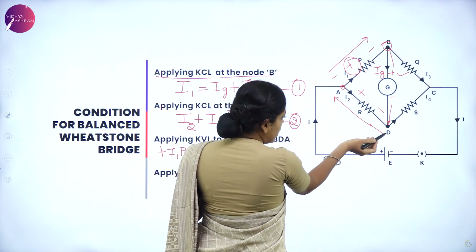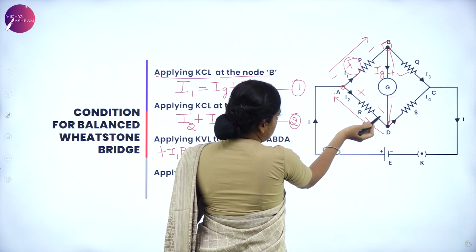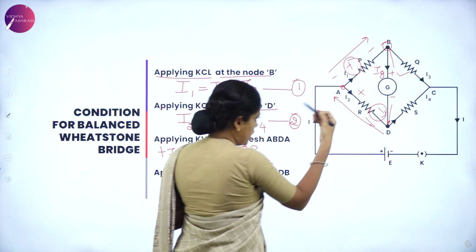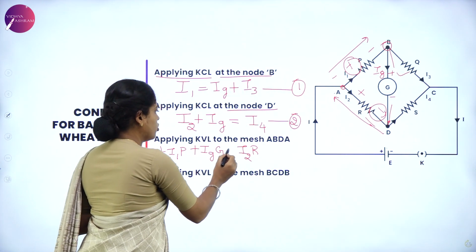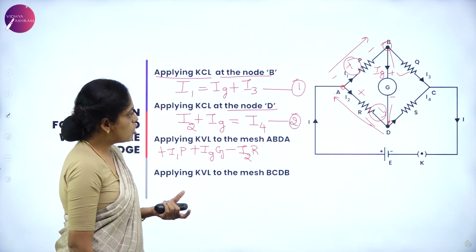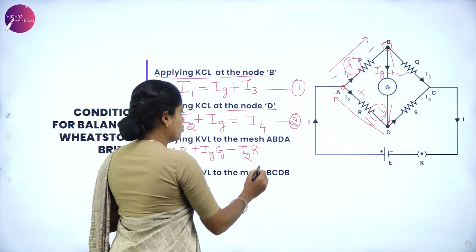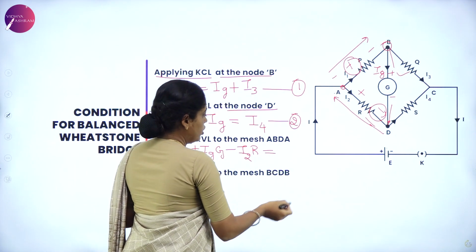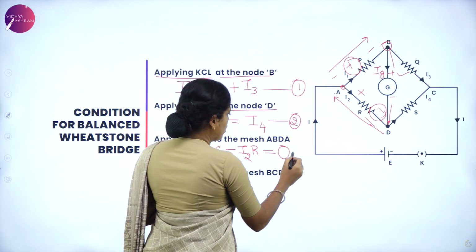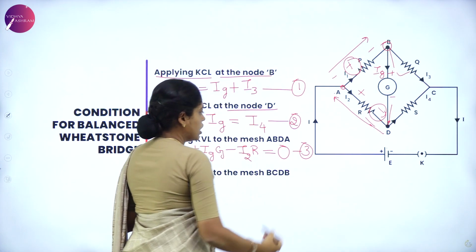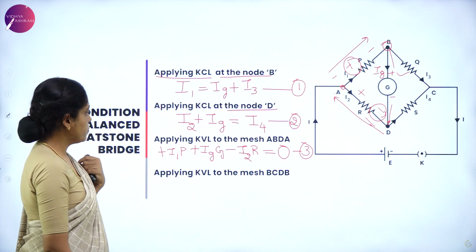But while I move from D to A, the first sign I reach is negative. Therefore, this voltage across R is negative. All this is equal to 0. Consider this as equation 3.